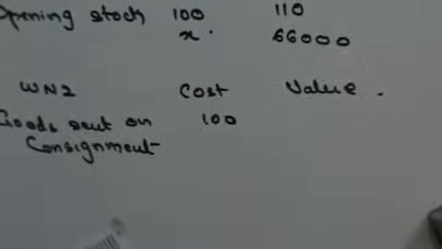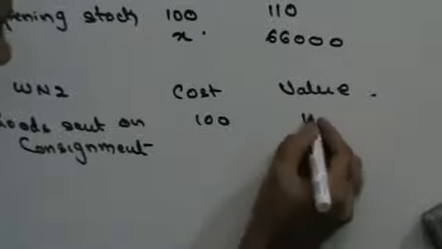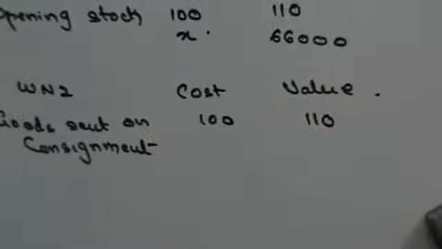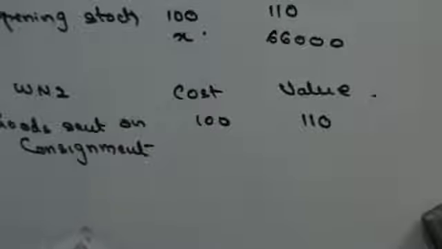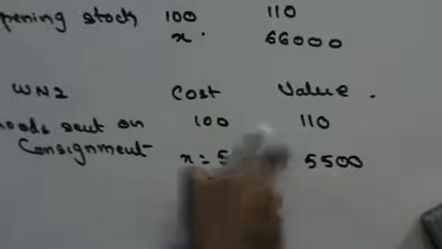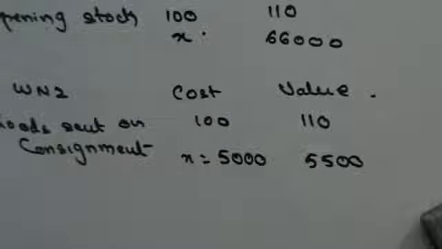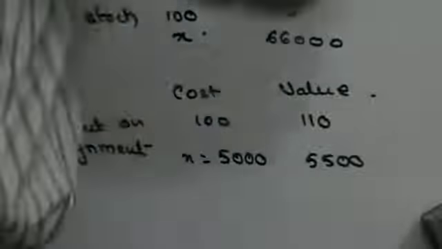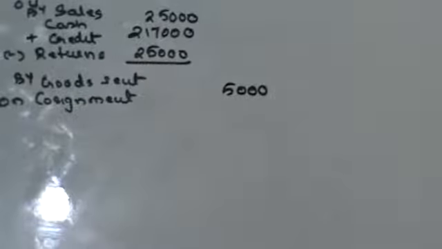Let's assume that the cost is 100. They are saying that they have been sent at cost plus 10%. That means their value is going to be 110. Now the value is given to you as 5,500. So X is therefore going to be 5,500 into 100 divided by 110. So goods sent on consignment is going to be 5,000.